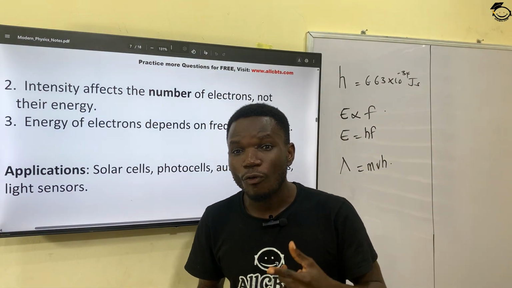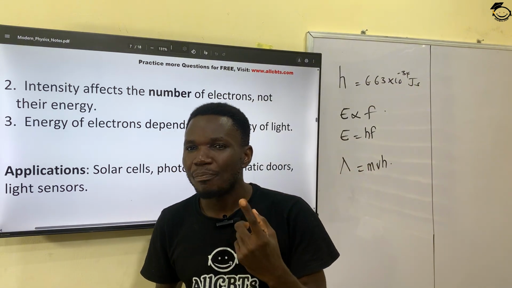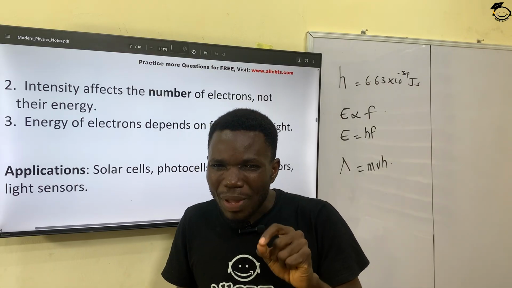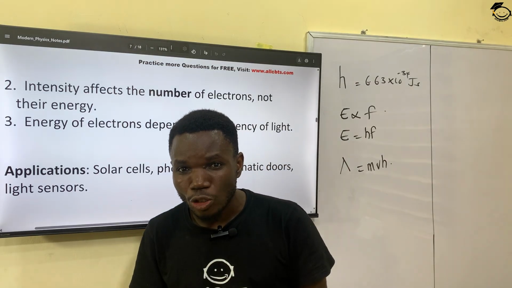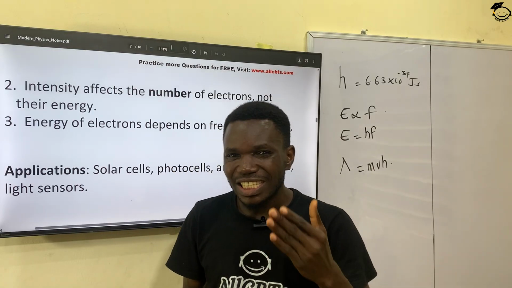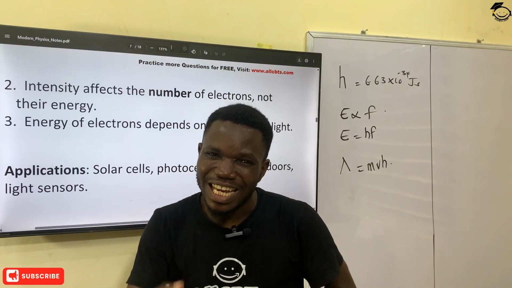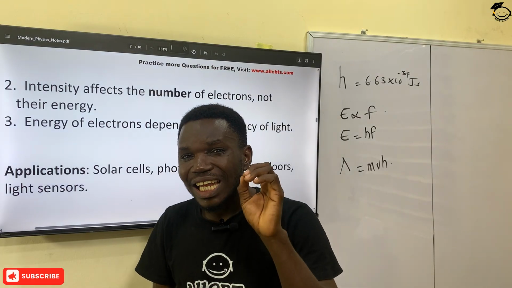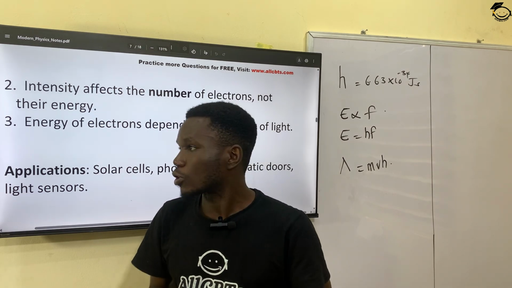Second, the intensity affects the number of electrons, not their energy. Remember we said that for electrons to be emitted, it is the energy that determines the emission of electrons. But the number of electrons emitted depends on the intensity. So how bright the light is will determine how many electrons will be emitted, but the frequency of the light will determine whether electrons will be emitted at all or not.